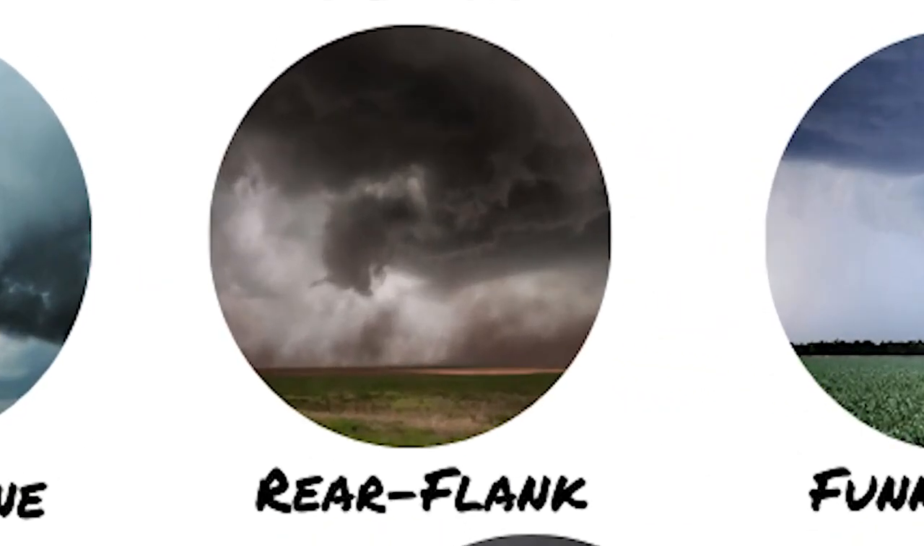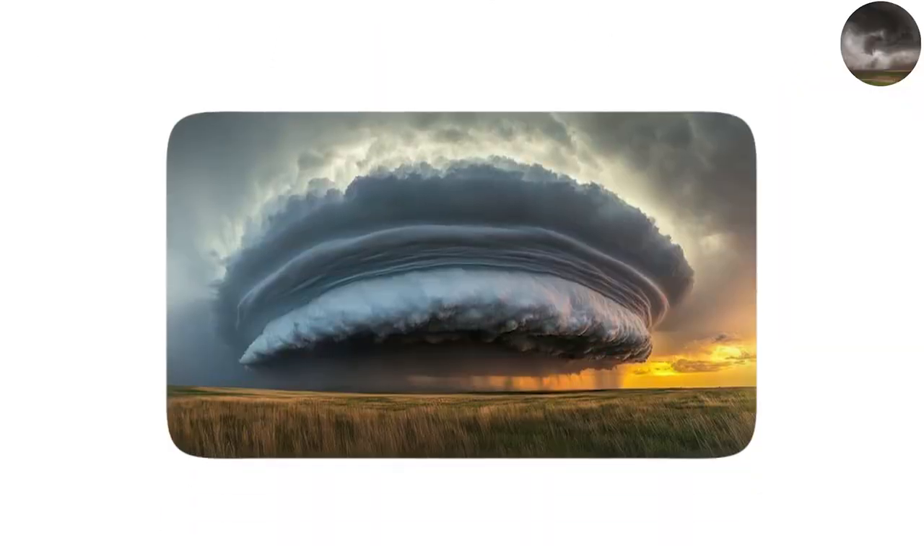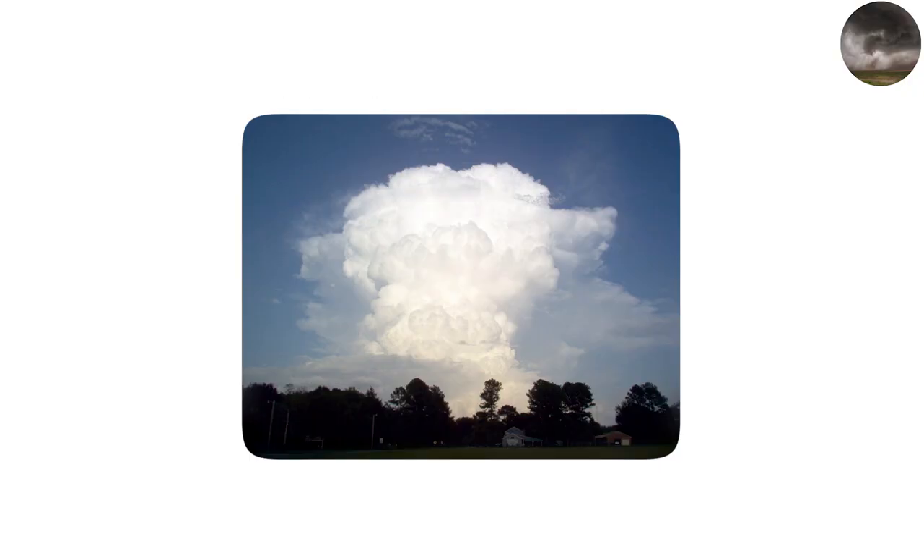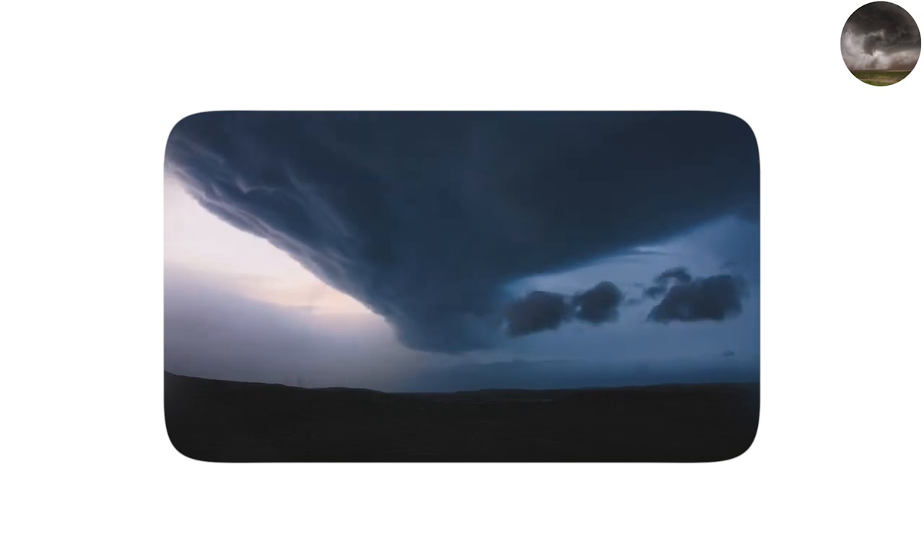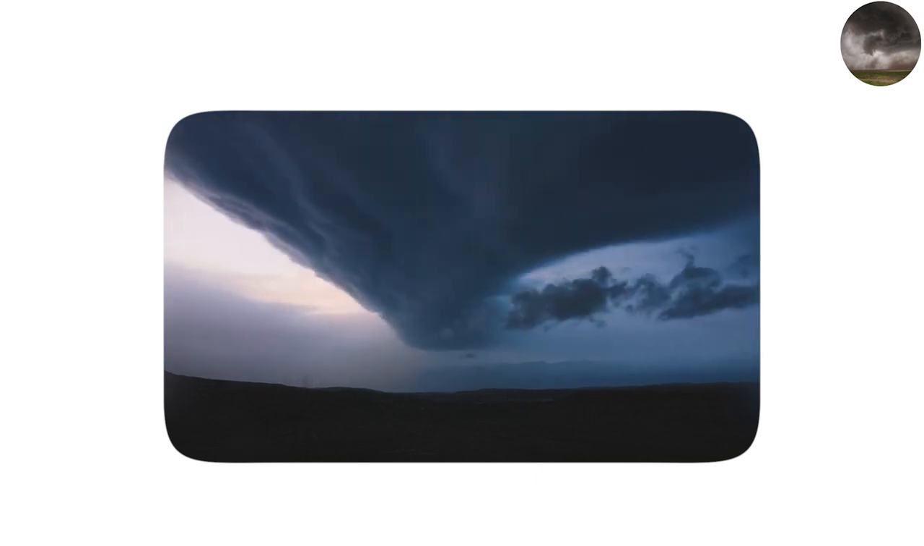Step 4. Rear flank downdraft tightens the storm. As the storm matures, cool air descends behind the mesocyclone in what's called the rear flank downdraft. This sinking air wraps around the circulation, tightening and focusing it. Think of it like spinning a top. When it's concentrated in one place, it spins faster and more powerfully.